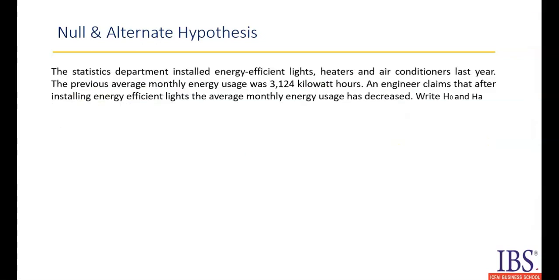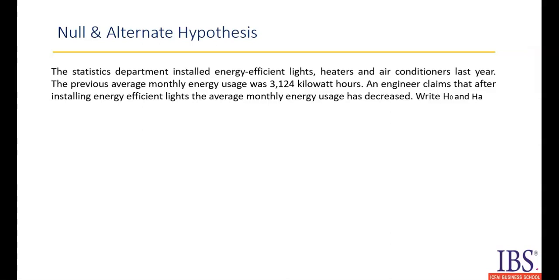Let's try to understand the difference between null and alternative hypothesis through this example. The statistics department installed energy efficient lights, heaters and air conditioners last year. The previous average monthly energy usage was 3,124 kilowatt hours. An engineer claims that after installing energy efficient lights, the average monthly energy usage has decreased.